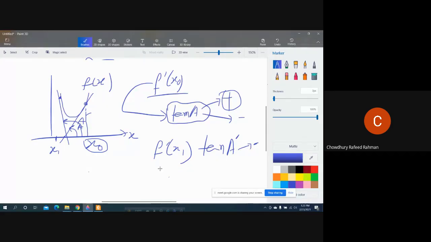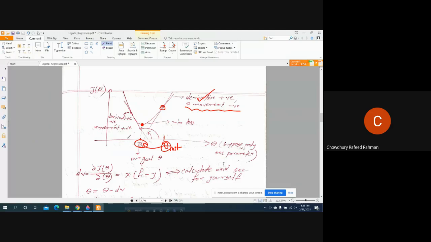Now, let me move on to the next thing. If we are starting from right here, suppose this is our theta. In which direction do we desire to move? Positive or negative? Positive. That means when we are getting a negative value of derivative, we are actually moving in the positive direction. In summary, in which direction do we actually move? The direction opposite to the derivative. Is that clear? Yes, sir, clear. We always move in the direction opposite to the derivative.